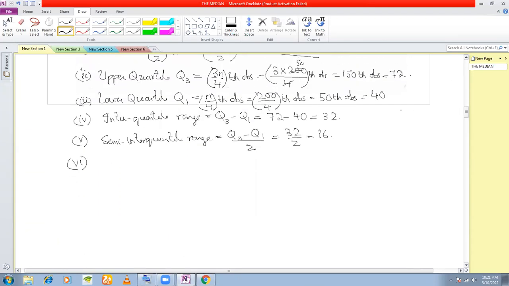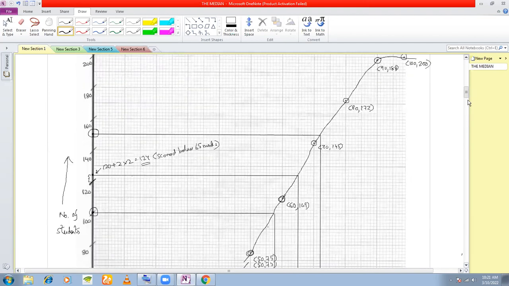So you will say number of students who scored less than 65 marks is equal to how much we have calculated above? It is 124 from the graph.